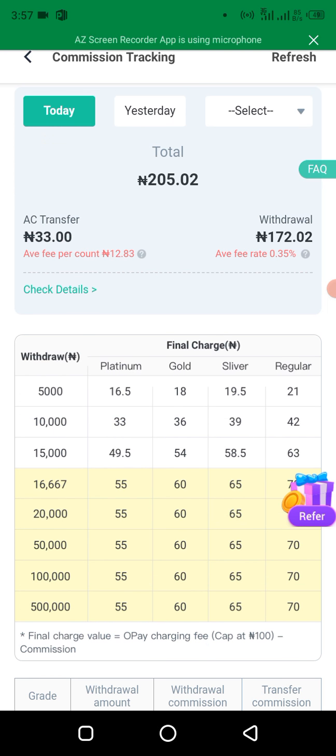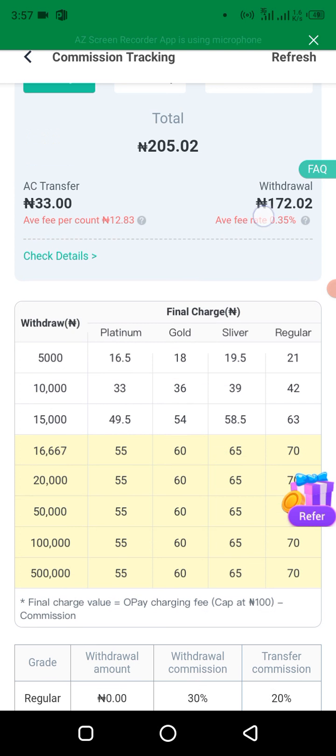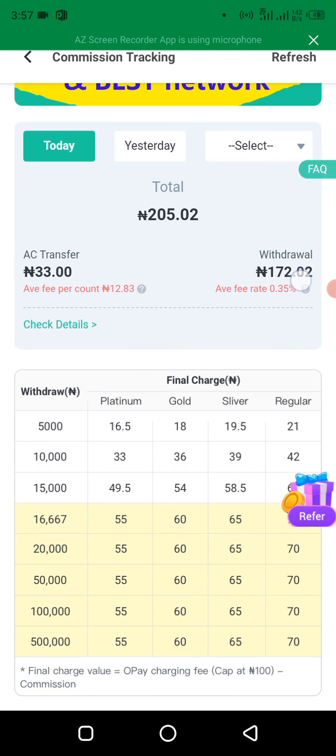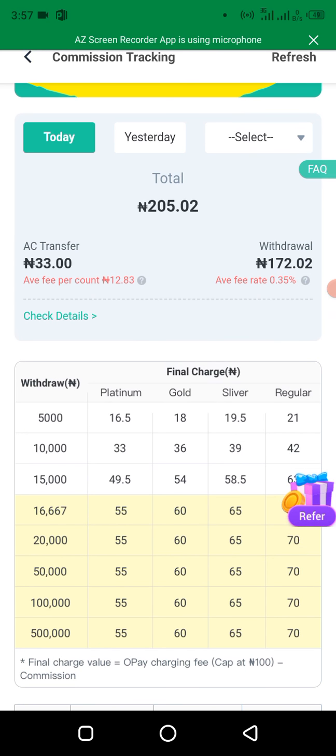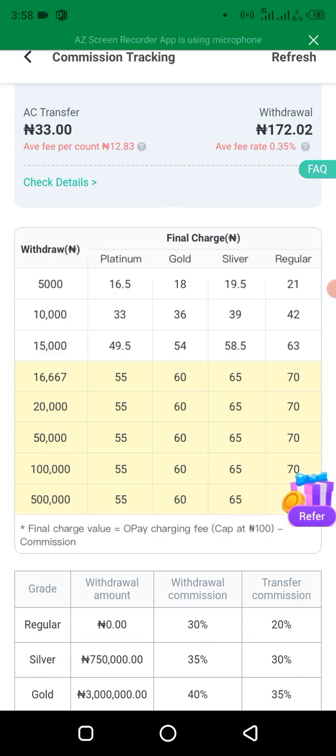So to be honest, I didn't even know all this until I started my research on it, because they've made the calculation a little bit complex. You can see on average they are charging 0.35% now. I've not gone through that calculation, but I think it should be close, because others are charging 0.5%. So I think it is lesser than 0.5% with this calculation. So that's basically how much Opay charges on withdrawal at the moment.